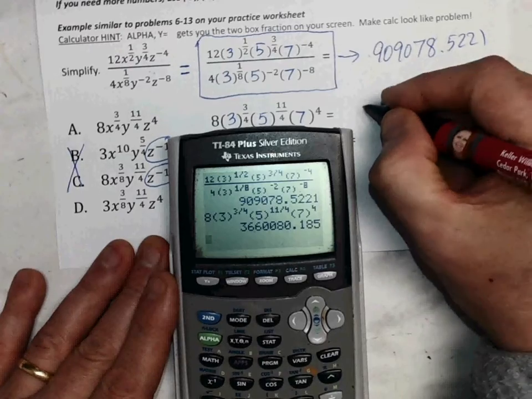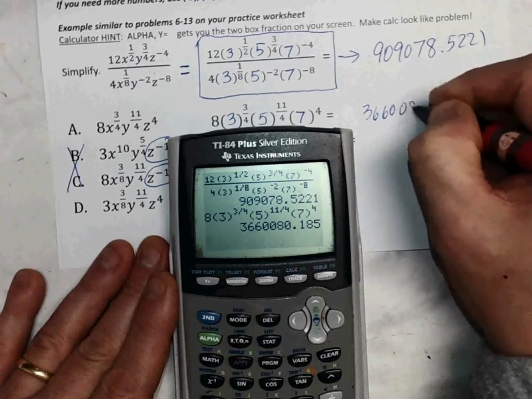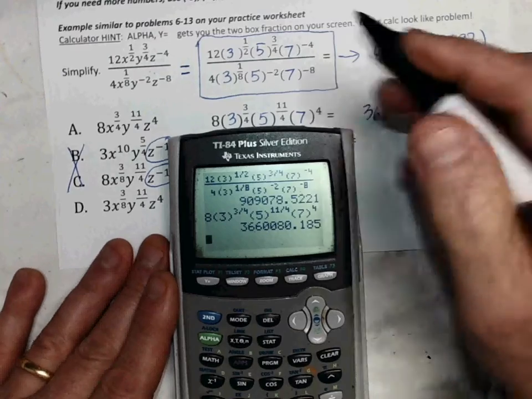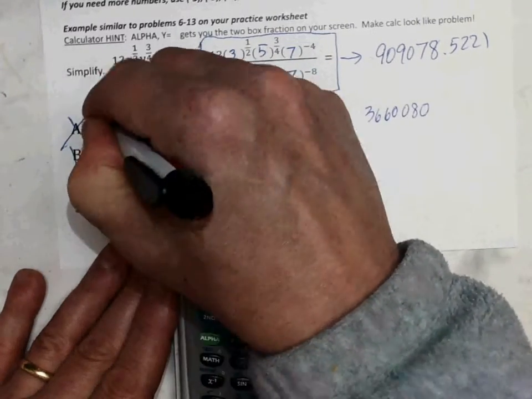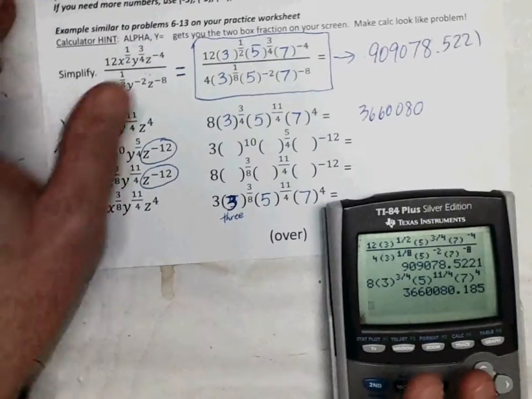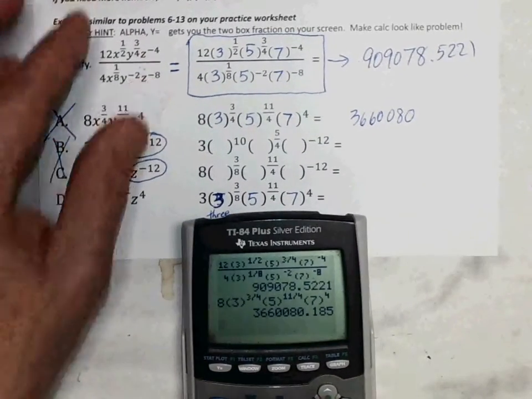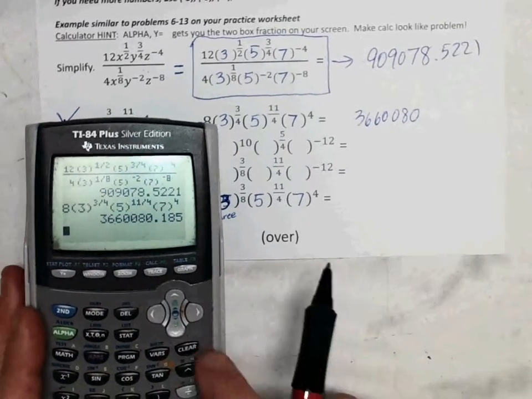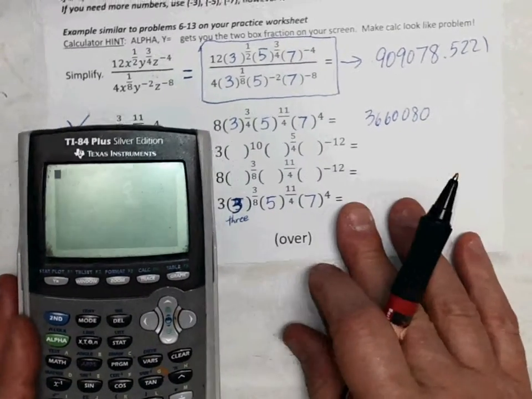And what do I get? I get 3660080, which is not this. It's not going to be A. But let's make sure we didn't make a mistake. Let's come down here to the very bottom and let's check that. We already know what our answer is. It's this. So I'm going to clear all this out so it's a little clearer.